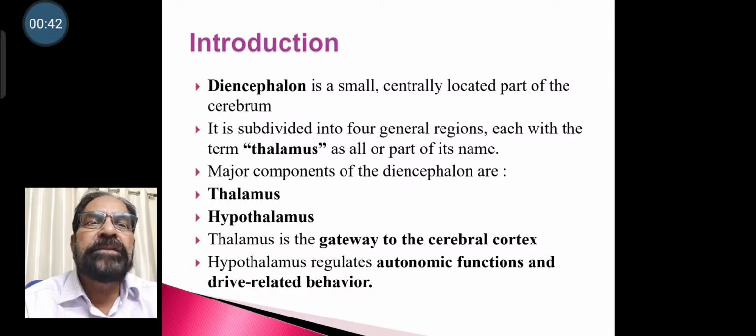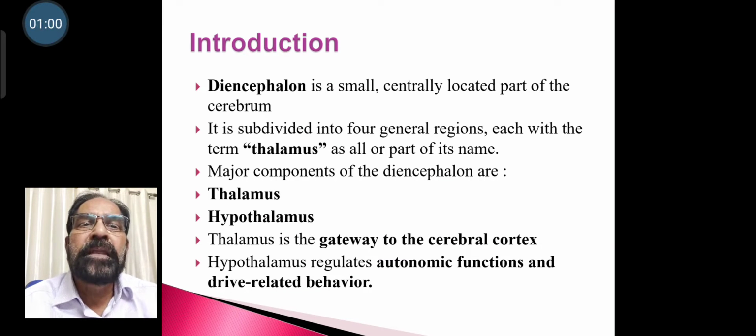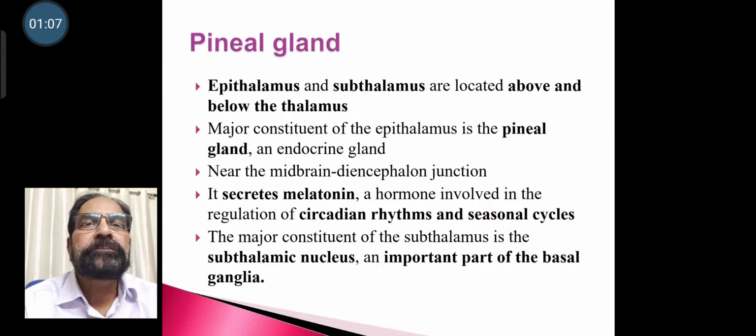The major components of the diencephalon are thalamus and hypothalamus. Thalamus is the gateway to the cerebral cortex, sensory. Hypothalamus regulates autonomic functions and drive related behavior. Epithalamus, which includes the pineal gland, and subthalamus are located above and below the thalamus.